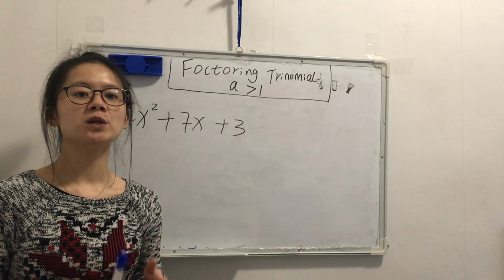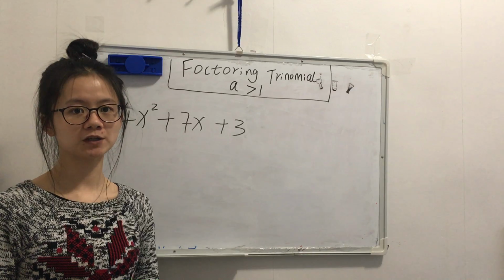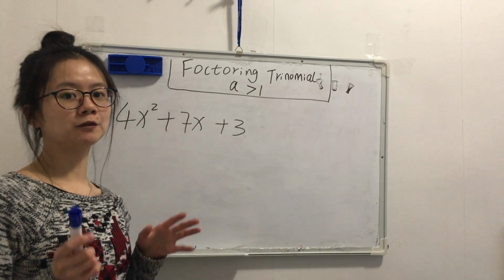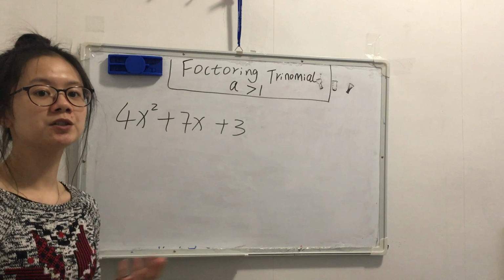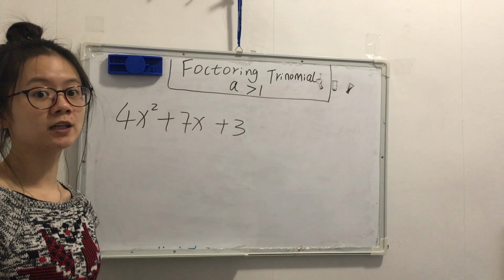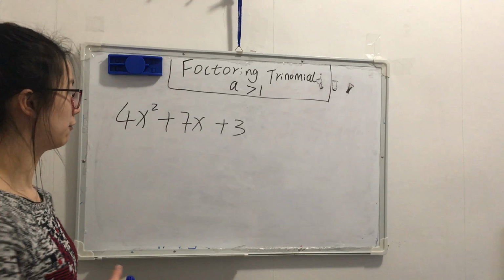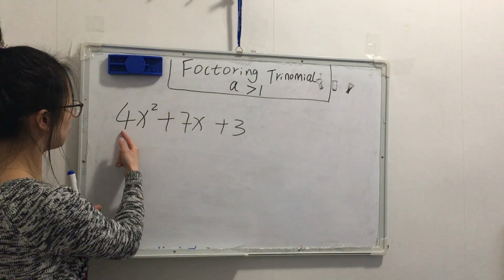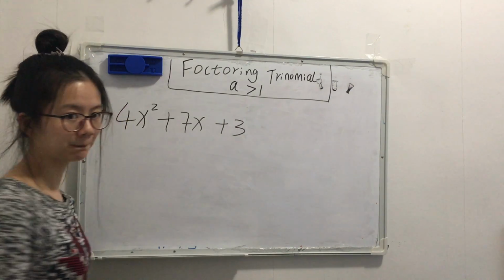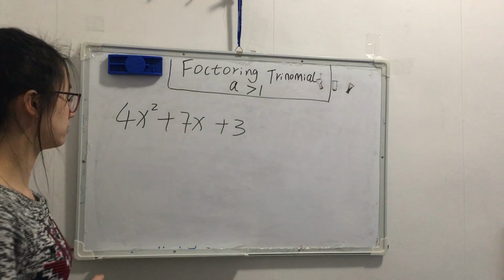From the last video, we learned how to factor a trinomial when the leading coefficient a is equal to 1. For this video, we're going to learn how to factor a trinomial when the leading coefficient a is greater than 1. For example, for this one, 4x squared plus 7x plus 3. How do we factor these trinomials?